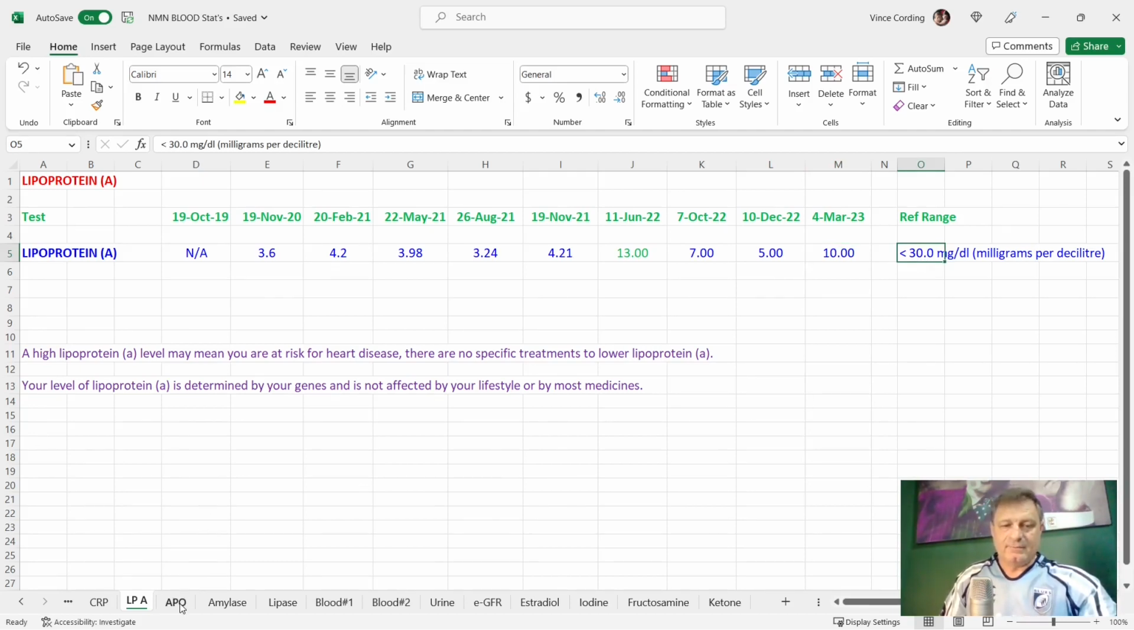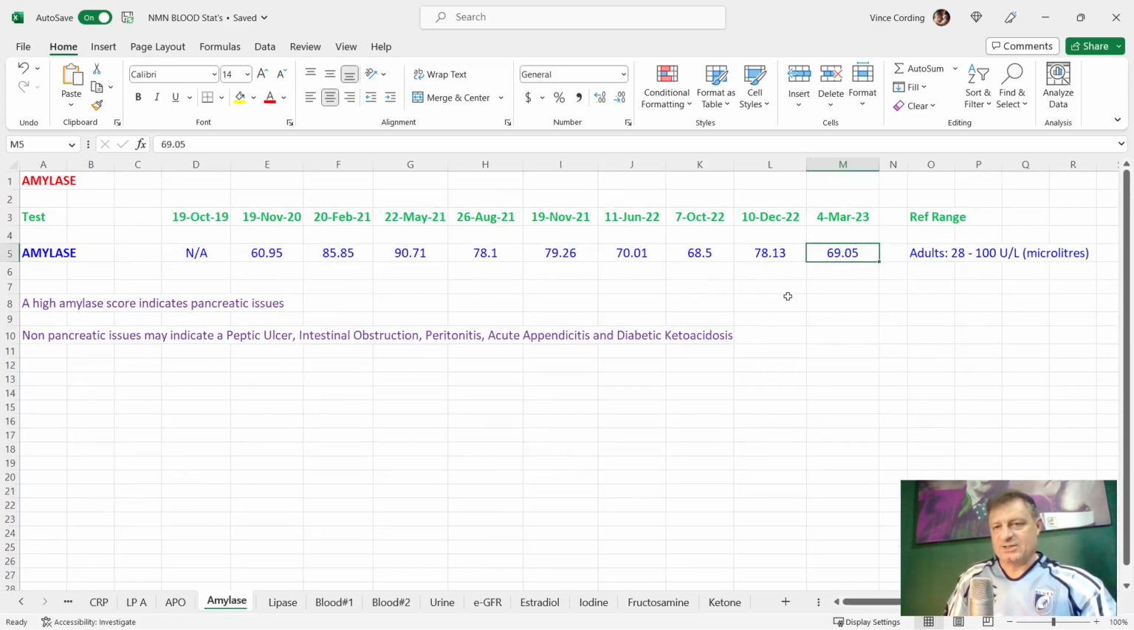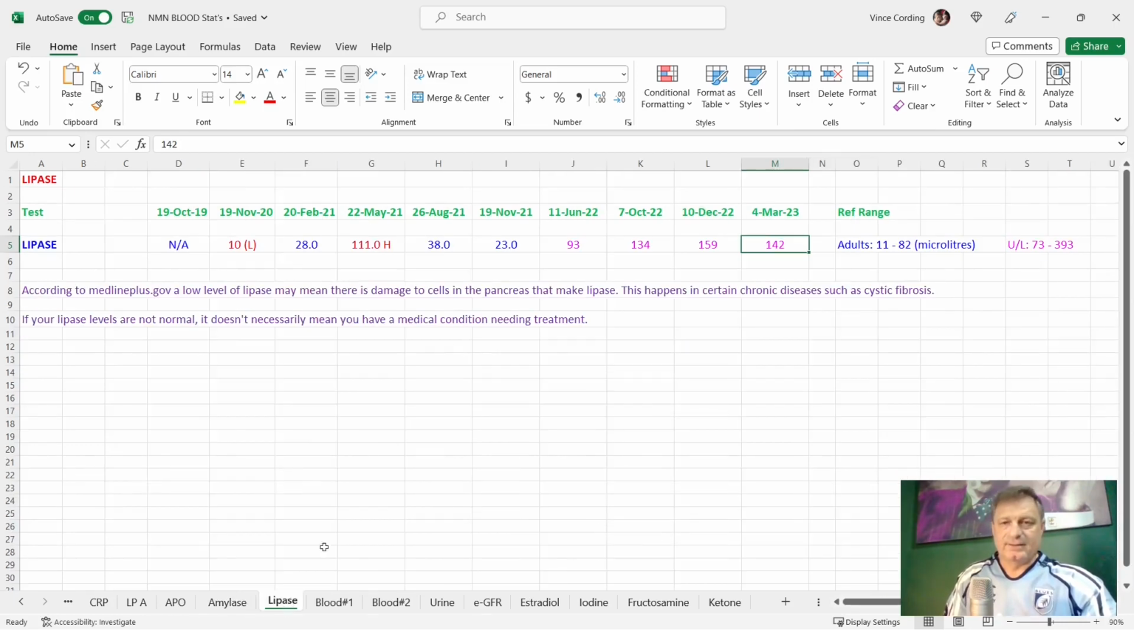Now, this is a marker for heart disease, so it's important I do stay well under that 30.0. My apolipoprotein, you can see here, we've got the A1, the B, and the ratio. That one's slightly down, this one's slightly down, but they're all still well within the reference range, so I don't have any issues with that. Amylase, you can see here, down from 78 to 69, but again, well within the range of 28 to 100. Lipase, in the same way, down from 159 to 142, but the upper range is 393, so again, happy with that.